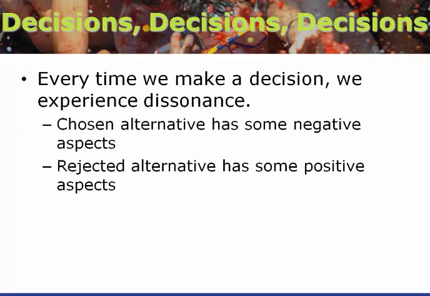So every time we make a decision, we experience dissonance. We experience something that doesn't line up here. So on the one hand, we have the belief that we make good decisions. We're intelligent people. We make good decisions. On the other hand, we've made a decision that will have flaws with it. Because every single decision you make has some kind of flaw to it, right? Because what you chose has some negative aspects to it, and what you rejected has some positive aspects, right?